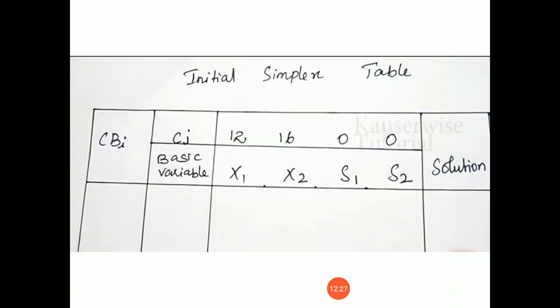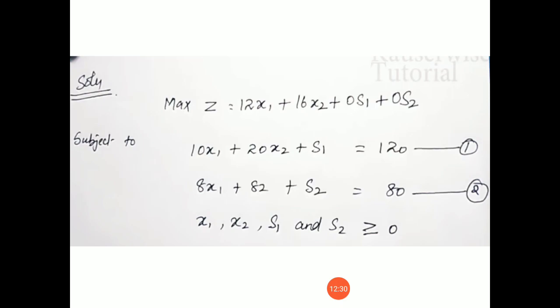As I can see, the s2 slack variable is present in equation number 2. Therefore, I will be writing all the coefficients of equation number 2 in the row where s2 is written. So what are the coefficients? x1 has the coefficient 8, x2 has the coefficient 8, since there is no s1 term, s1 has the coefficient 0, and s2 has the coefficient 1, with solution 80. So the coefficients are 8, 8, 0, 1 with solution 80.